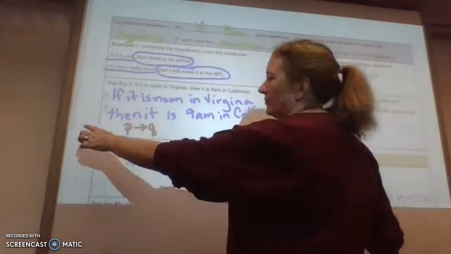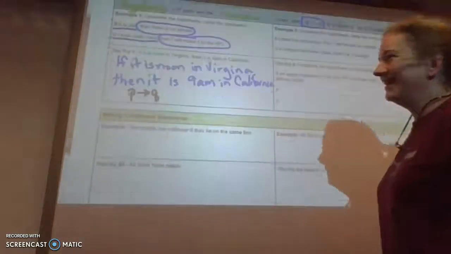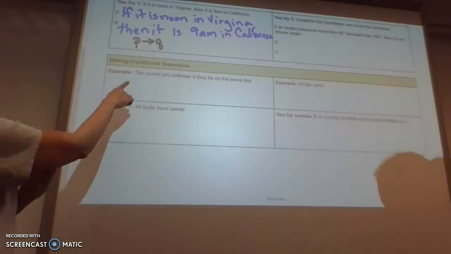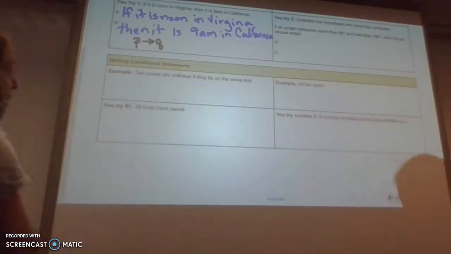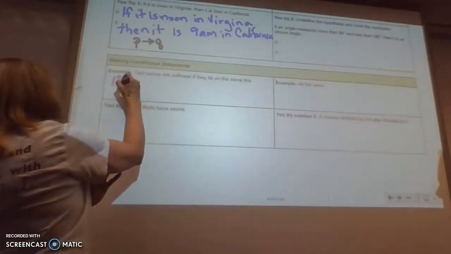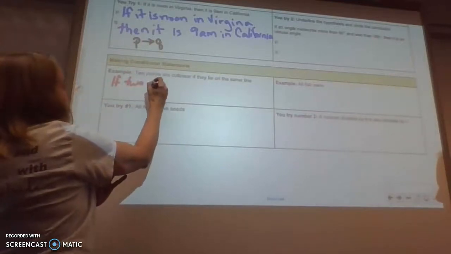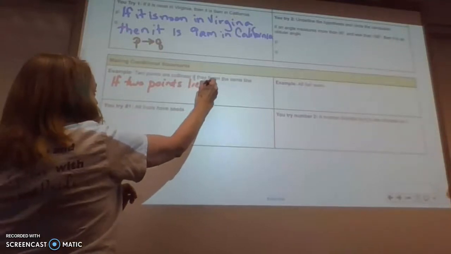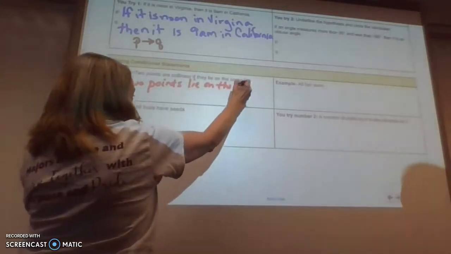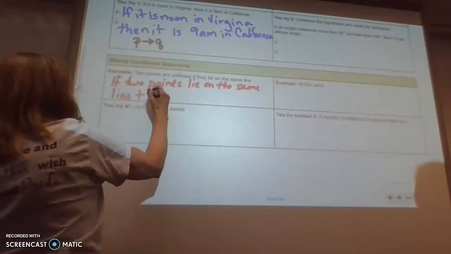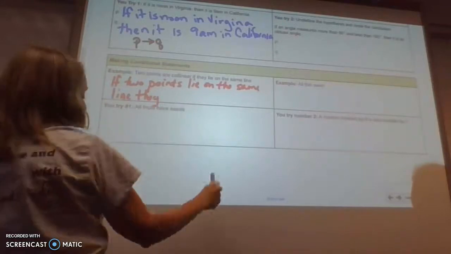Now down at the bottom, we have making conditional statements. This is a statement: 2 points are collinear if they lie on the same line. So we're going to make an if-then statement out of those. If 2 points lie on the same line, then they are collinear. Oh, that needs to be then.